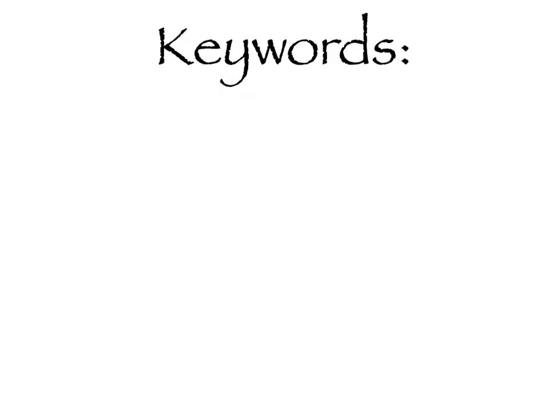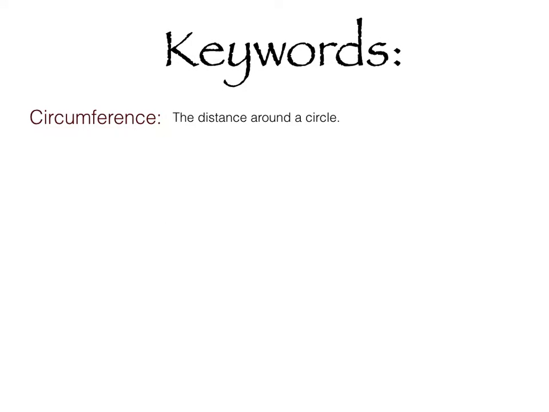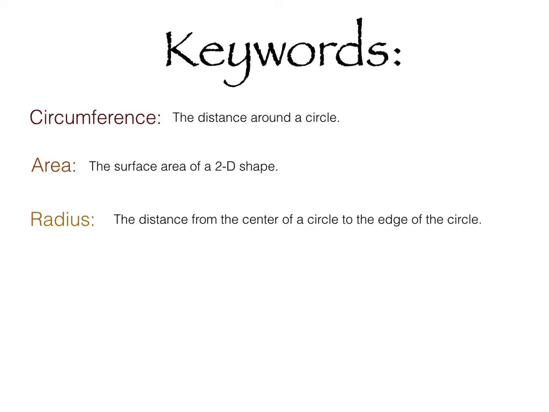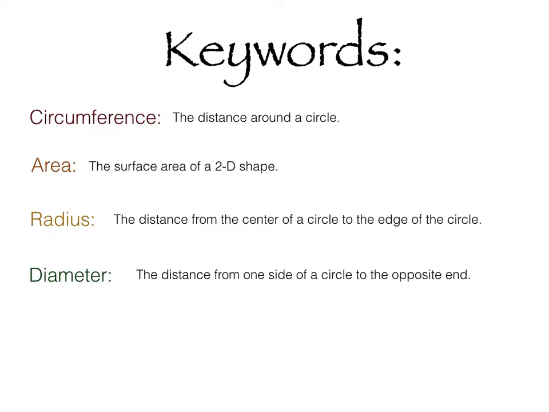Keywords. Some keywords are circumference, which is the distance around a circle; area, the surface area of a 2D shape; radius, the distance from the center of a circle to the edge of the circle; diameter, the distance from one side of a circle to the opposite end; and pi, which is the ratio of a circle's circumference to its diameter.